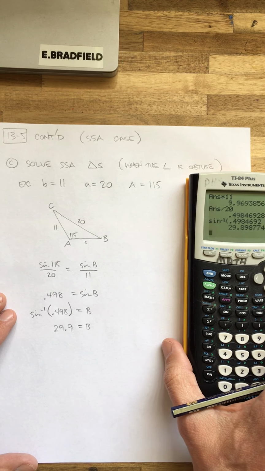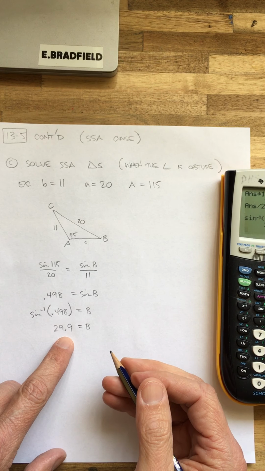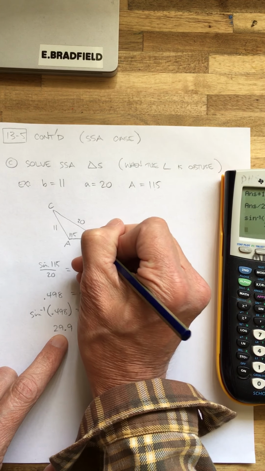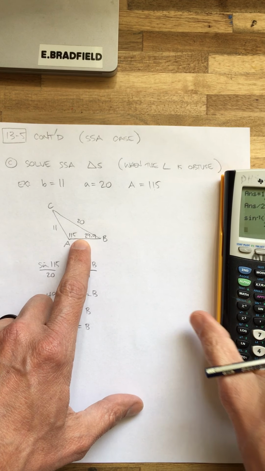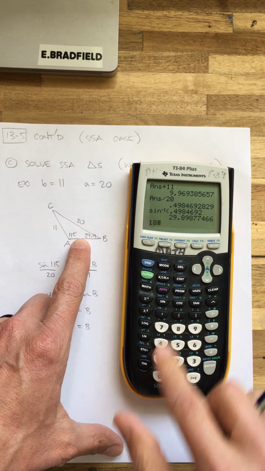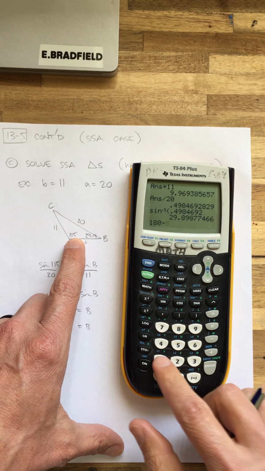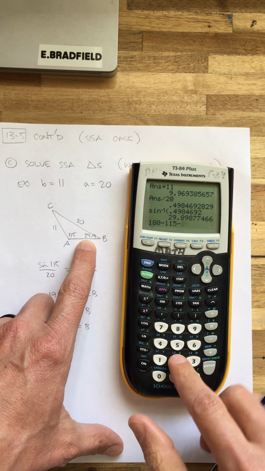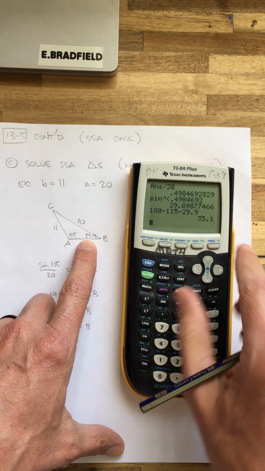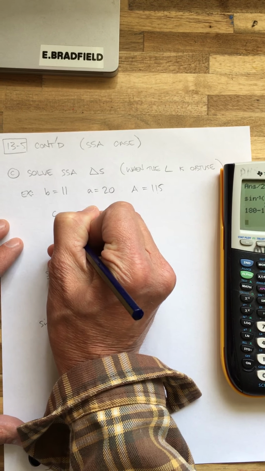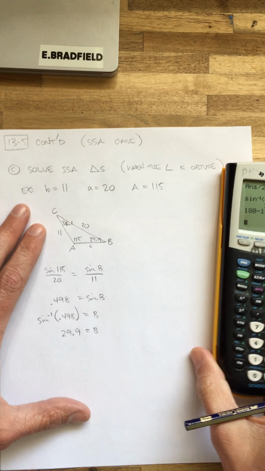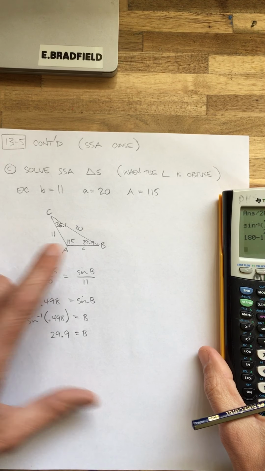I like it. All right, so now I know that angle B is 29.9. And now let's subtract those guys from 180. Okay, so 180 minus 115 minus 29.9 equals 35.1. Now all we have to do is find side C.